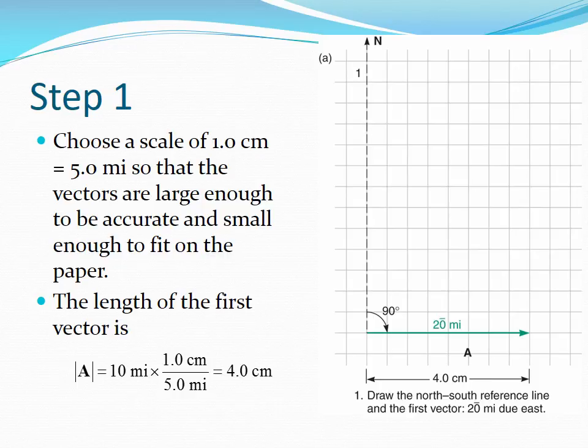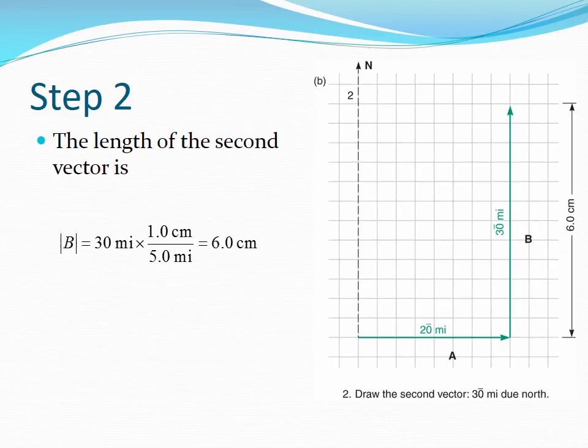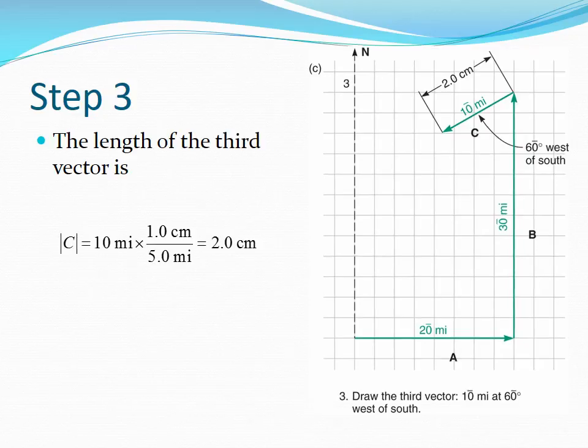The length of the first vector is 4 centimeters and the direction is due east, to the right. The length of the second vector is 6 centimeters and the direction is due north, up on the paper. The vector is drawn from the head of the first vector. The length of the third vector is 2 centimeters. The direction is 60 degrees south of west. The vector is drawn from the head of the second vector.